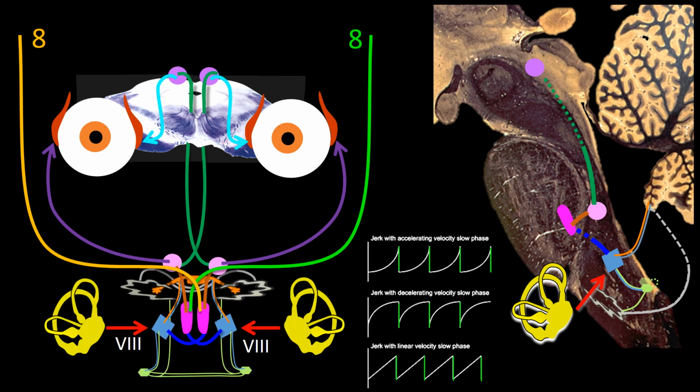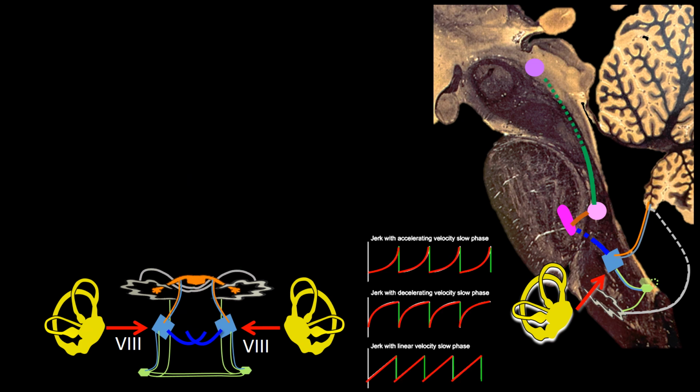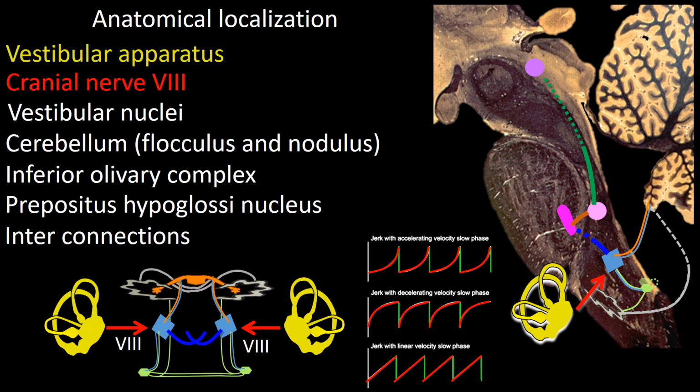I have now reintroduced the total figure and colored red the slow components of the nystagmus, and now isolated those structures that generate the slow component. They are not involved in the generation of the fast component, nor are they shared with the fast phase structures involved in the production of eye movements. These structures are listed in this frame: the vestibular apparatus, cranial nerve 8, vestibular nuclei, the cerebellum, specifically the flocculi and nodulus, inferior olivary complex, prepositus hypoglossi nucleus, and their interconnections. Damage to any of these structures may produce non-epileptic, non-paretic horizontal jerk nystagmus.